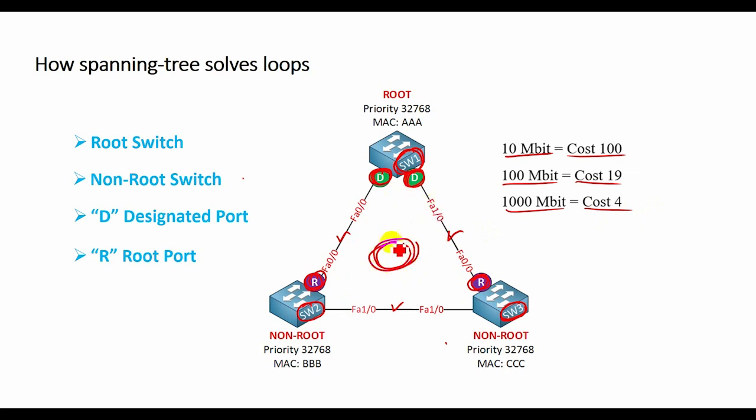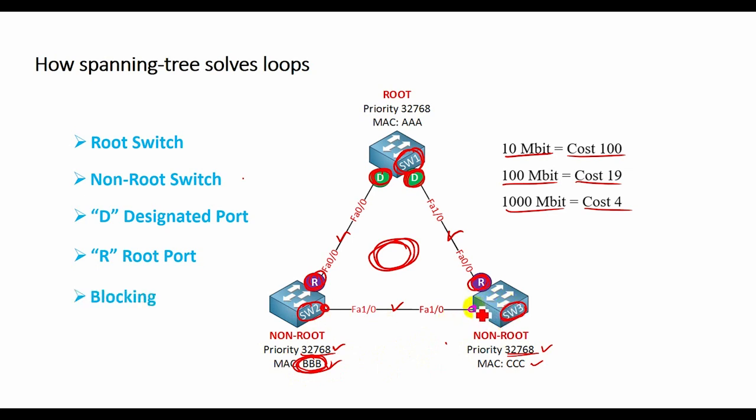We still have a loop, however, so we need to shut down a port between switch 2 and switch 3 to break the loop. So which port are we going to shut down? The one on switch 2 or the one on switch 3? We'll look again at the best bridge ID. As I said, bridge ID equals priority plus MAC address. Lower is better. Both switches have the same priority, but the MAC address of switch 2 is lower, which means that switch 2 will win this battle.